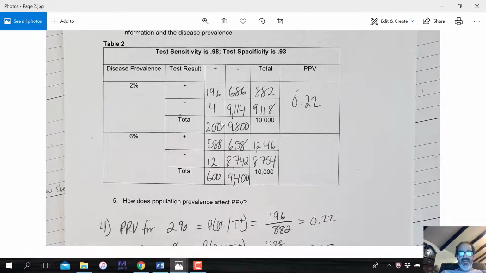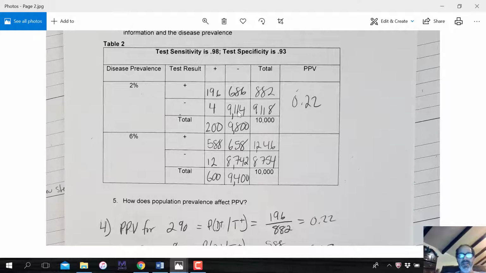Well, if you have 200 people who have the disease, 10,000 minus 200 equals 9,800. Those do not have the disease. Okay, and if we know the sensitivity is 0.98, well, we know that sensitivity is the probability of testing positive given you're disease positive, so you go 0.98 times 200, we get 196. And same for specificity, the probability of testing negative given you don't have the disease. It's 0.93 times these folks here who don't have the disease, 9,800, you get 9,114.